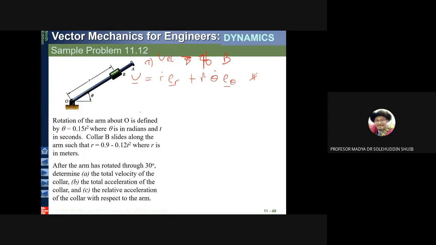All right. So we have VR equal to r dot. And then what is V theta? V theta is equal to r theta dot. So you substitute the value of it.